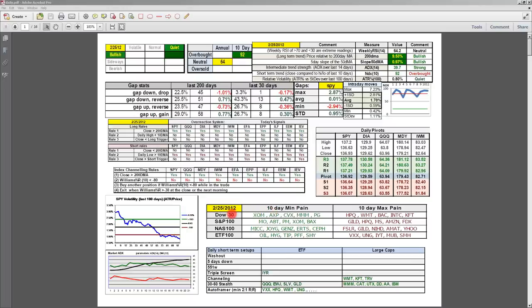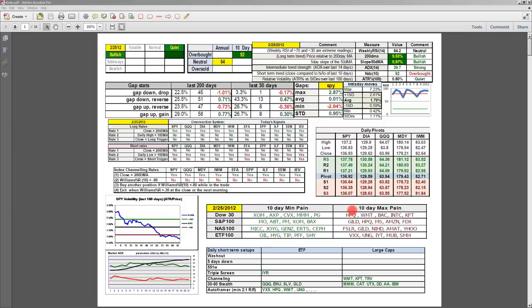Ten-day min pain for the Dow 30. These are the ones that have the least losses from their 10-day high. So these are the strength winners in that sense. ExxonMobil, American Express, Chevron, 3M, and Procter & Gamble. From the ETF 100, it has been oil and short-term bonds.